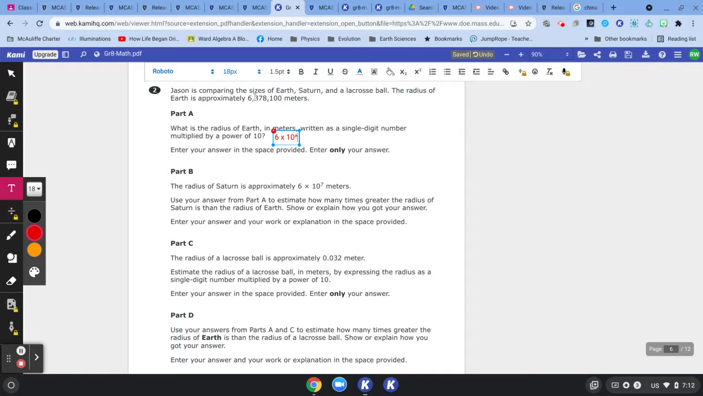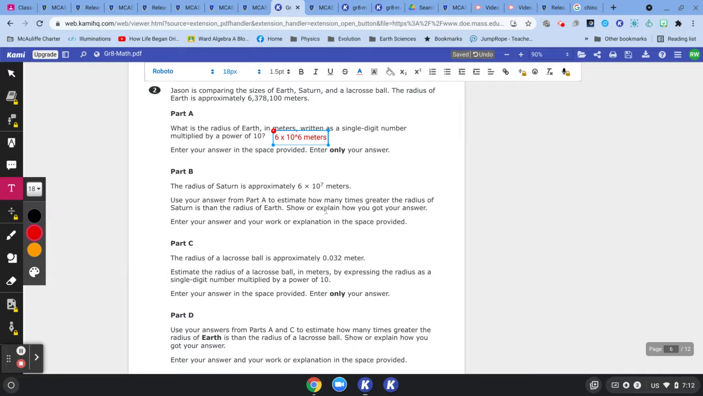If you weren't sure about that, what you would do is count the number of place values to the right of the 6 until you got to a decimal. And there's a hidden unspoken decimal right after that 100. So there's 1, 2, 3, 4, 5, 6. So it's 10 to the 6th meters. Okay, and that is a reasonable estimate of the radius of the Earth.